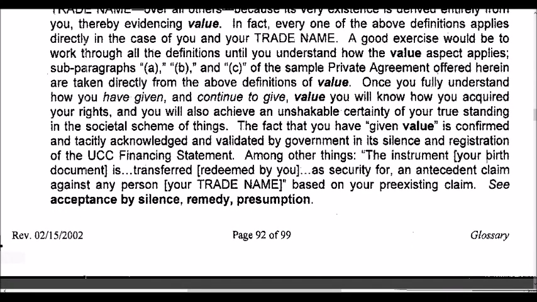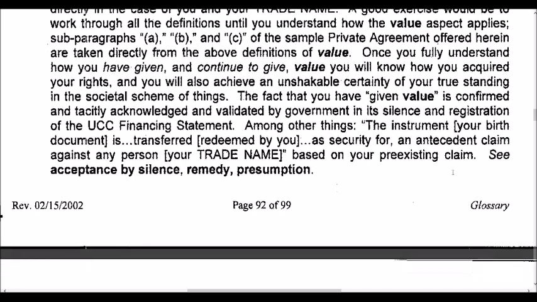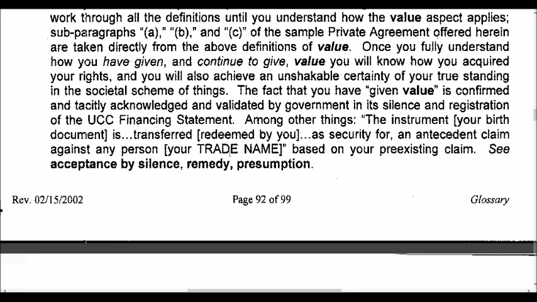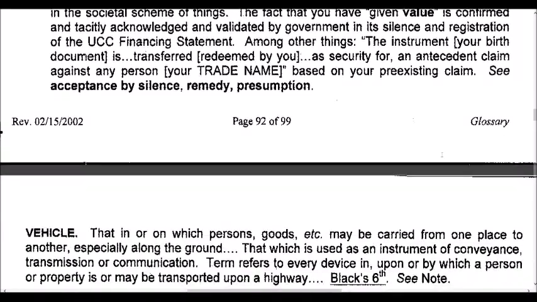The instrument, or your birth certificate, is transferred and redeemed by you as security for an antecedent claim against any person, your trade name, based on your pre-existing claim.